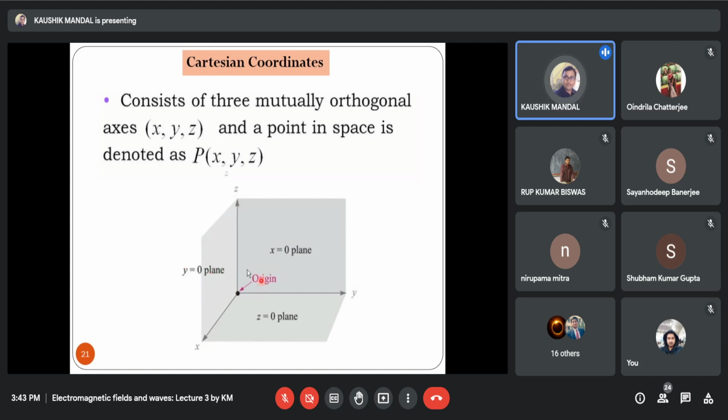So in this Cartesian coordinate system, we are basically considering three mutually orthogonal axes X, Y, and Z, and a particular point P at any position is denoted by, if we consider P at this position, P can be represented as X, Y, Z.